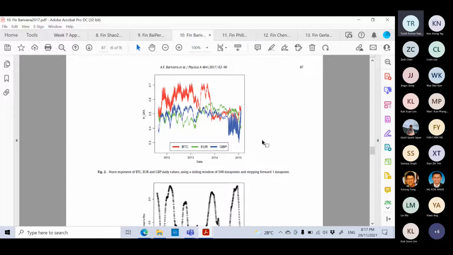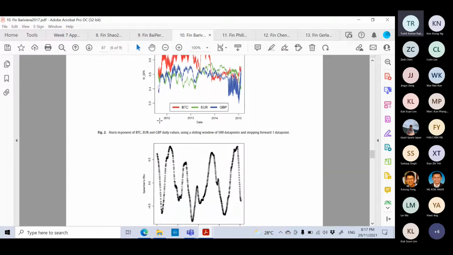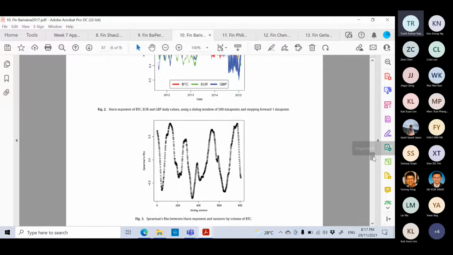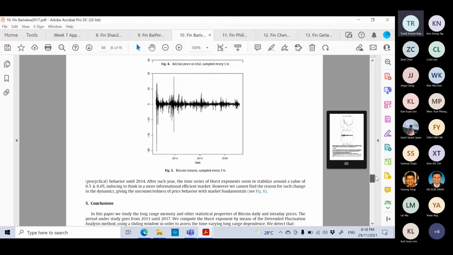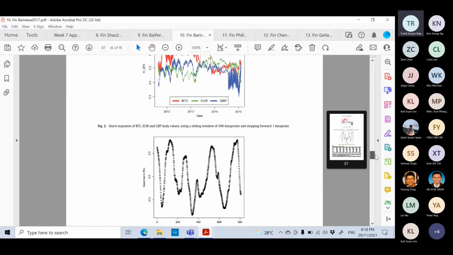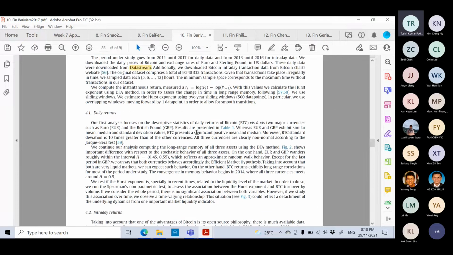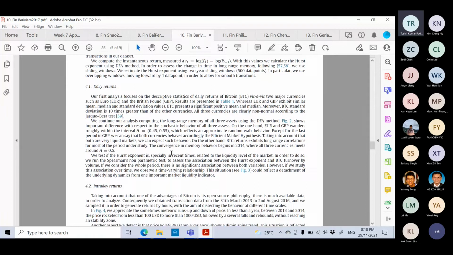Besides the graphical way of showing the result, they also carry out a test to test the presence of long memory here. This one is a descriptive statistic. The test will be mentioned inside the text here. So they carry out the test.